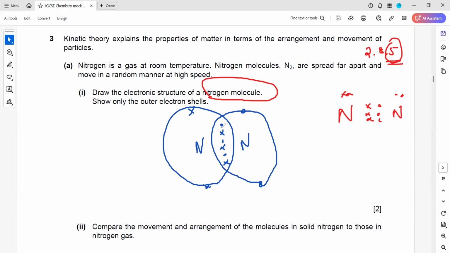Why 2 marks? When you draw 3 pairs of electrons shared between them, and 1 pair of electrons which is unshared.